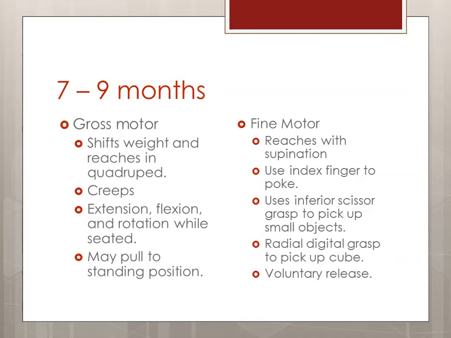For fine motor skills, they're going to be able to reach with supination. This is where we start to see some finger isolation, where they can use their index finger to poke an object. They use an inferior scissor grasp to pick up small objects. And then they use a radial digital grasp to pick up cubes. And at this age, we're also going to see that they can start to voluntarily release objects.